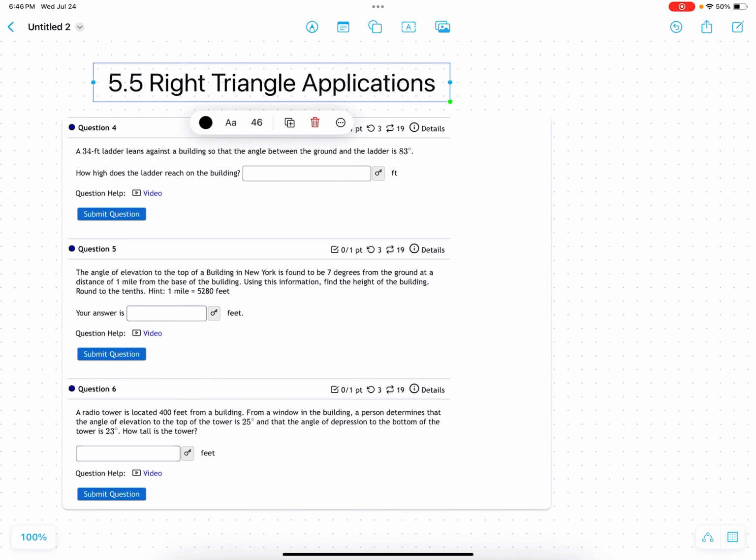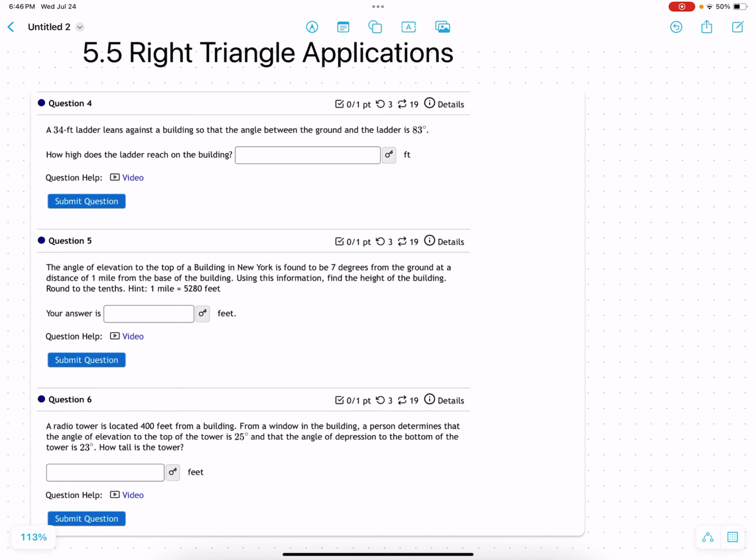Welcome to section 5.5, part 2. Now we're doing right triangle applications. In the previous video, we mainly talked about SOHCAHTOA, making those ratios using that information. In this video, we are talking about how to address applications.